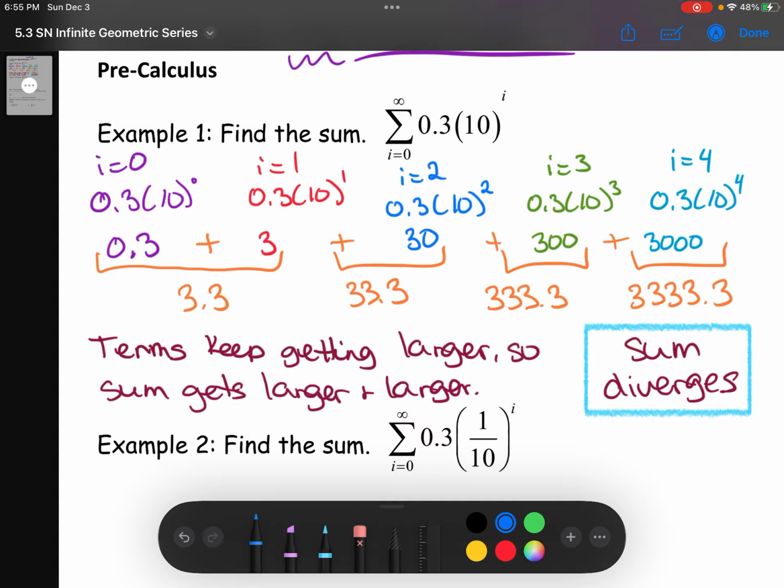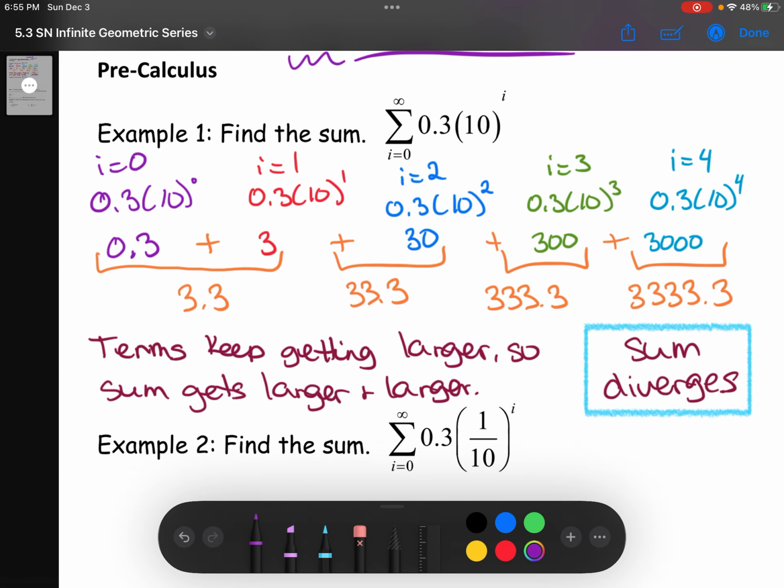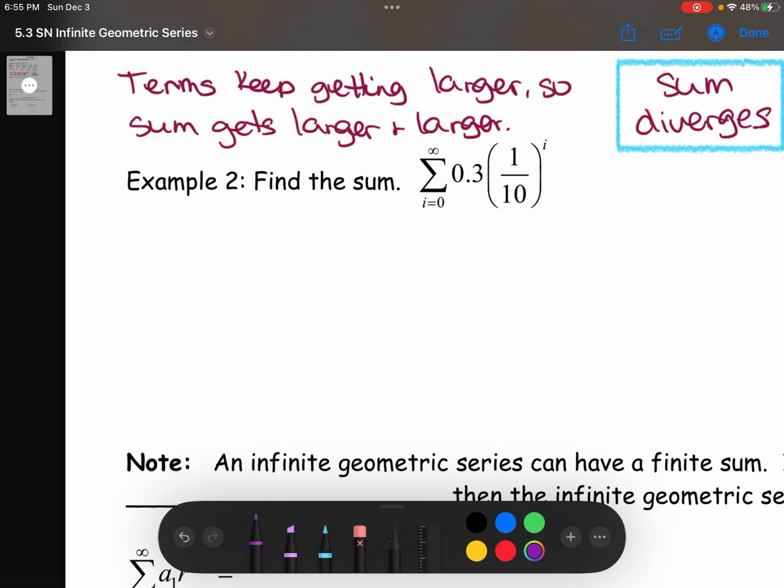Now, let's look at example 2. Okay, and you're thinking these are the same numbers. They are. All the same numbers are involved, except we have a 1/10 now. So we're going to do the same thing. We're going to find a few terms and look at what's going on. We're starting with I equals 0. So when I equals 0, it's 0.3 times 1/10 to the 0 power. 1/10 to the 0 power is 1. So this equals 0.3.